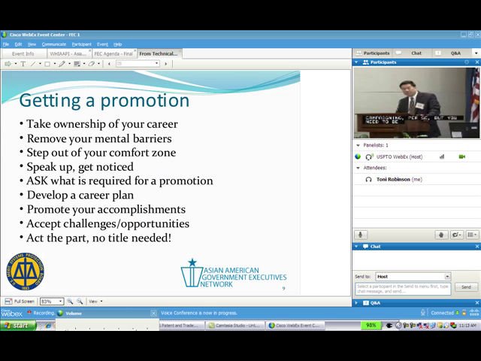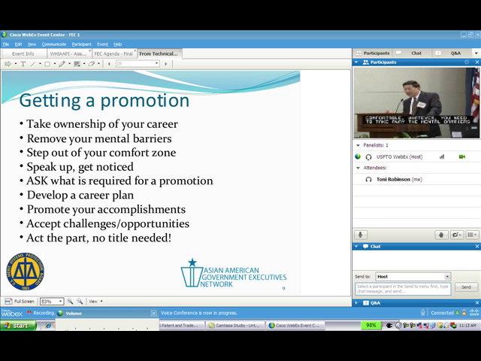So in terms of getting promotion, you really need to start by taking ownership of your career. Look at the ECQs, look at what's missing, see where you want to go, set goals, and start filling in the gaps, right? And a lot of us, it's our own mental barriers that prevent us from getting there. Oh, we're not good enough. Oh, I'm not comfortable. Whatever. You need to take away those mental barriers and start charging forward, right? Step out of your comfort zone.